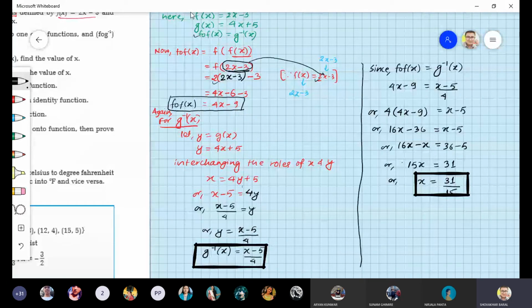g inverse x is given. y is equal to 4x plus 5. It is correct. Interchange the value of x and y. x is equal to 4y plus 5. x minus 5 equals 4y. x minus 5 by 4 equals y. So y is equal to x minus 5 by 4.